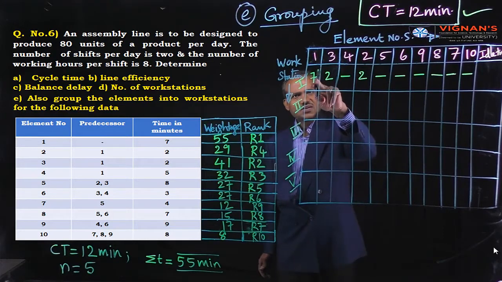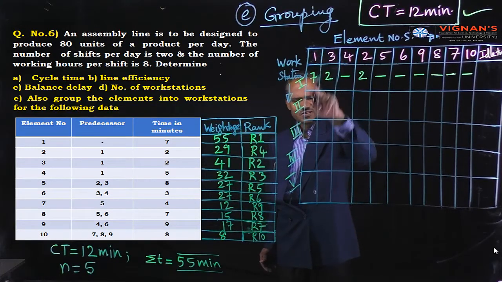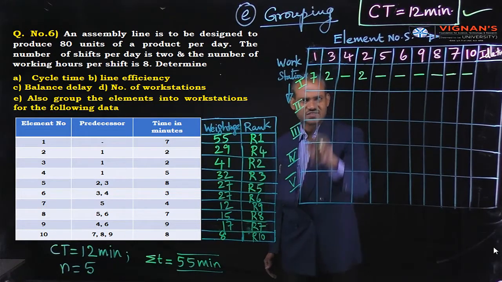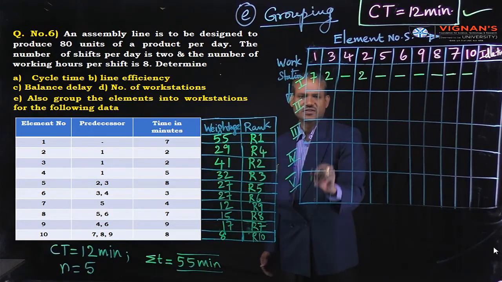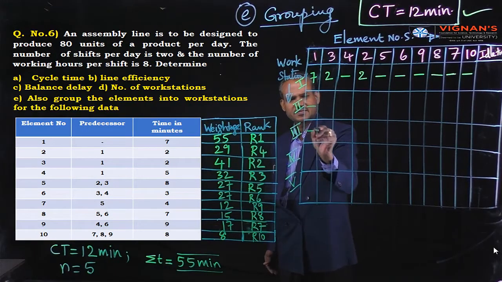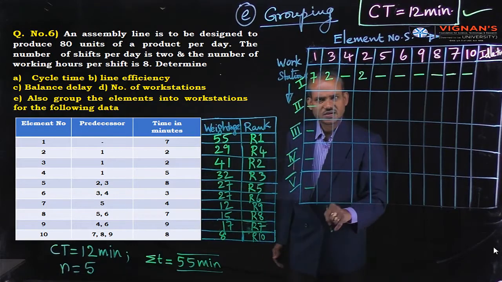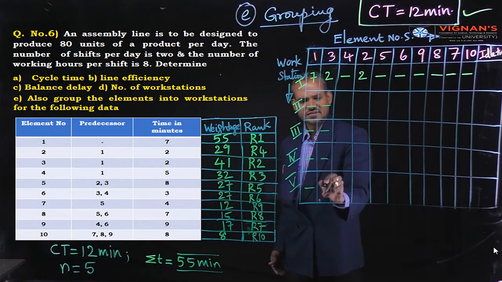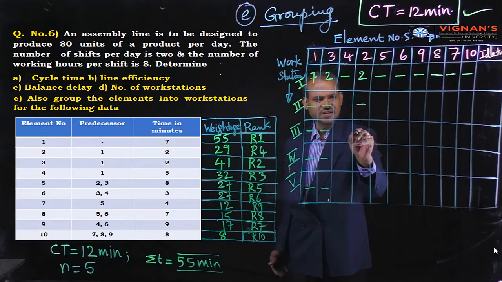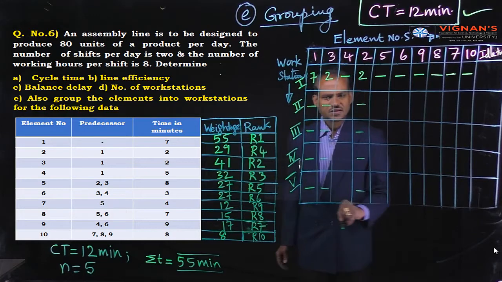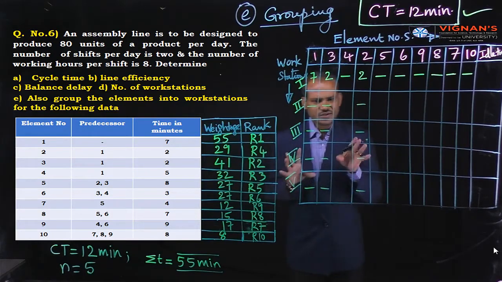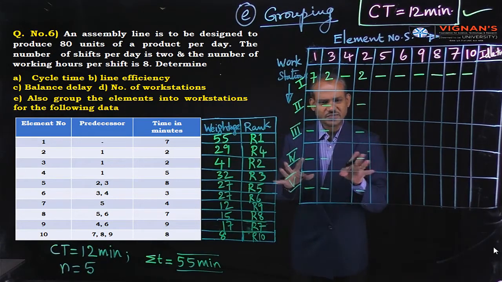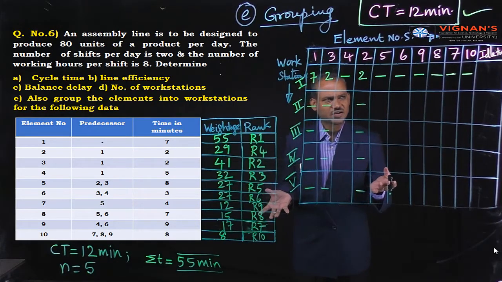Similarly, this work element number 1 is assigned in workstation 1. Therefore, it will not come in the next workstations. That means 2, 3, 4, 5. Simply put dash. Same logic applies to this element. Dash, dash, dash, dash. Every work element should come only in any one of the workstations. It will not come in more than one workstation. Okay, now? Right.